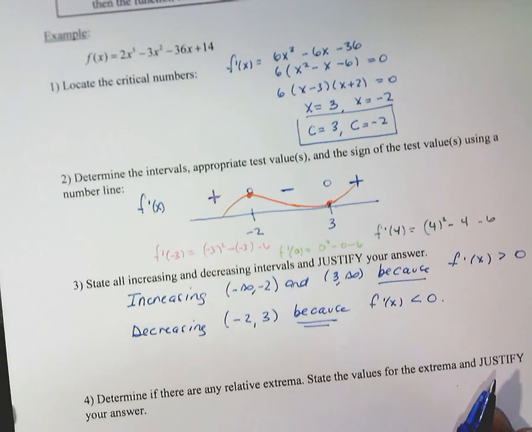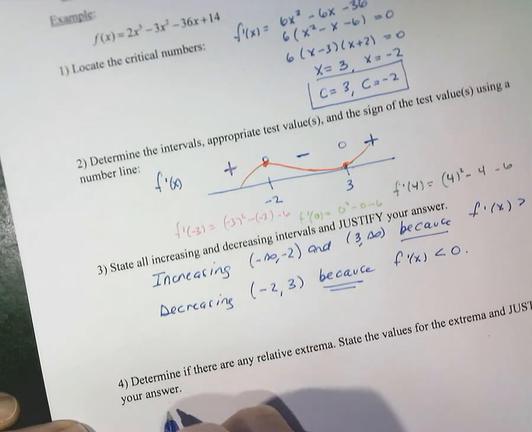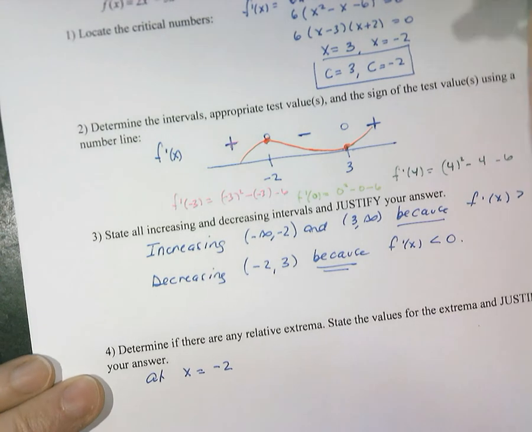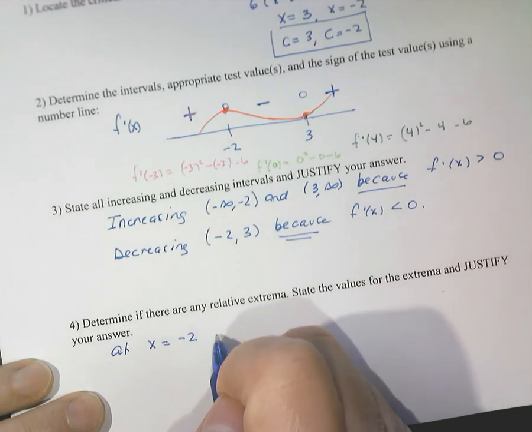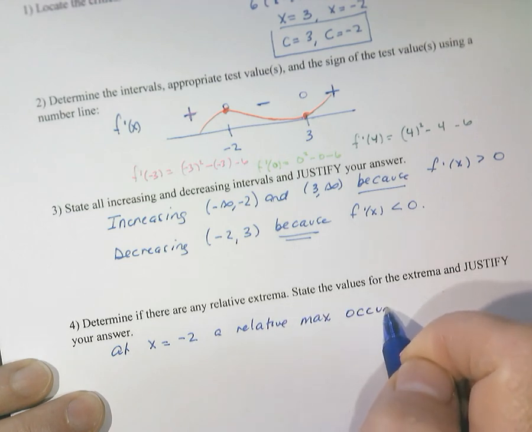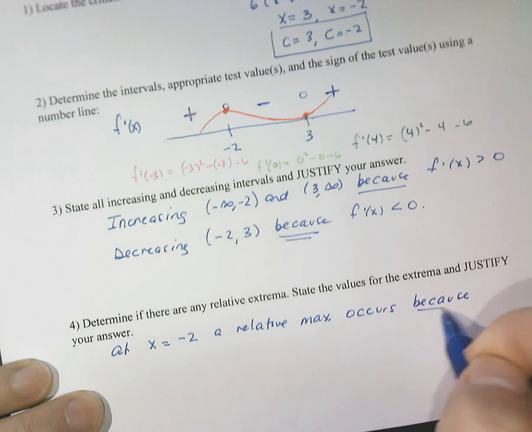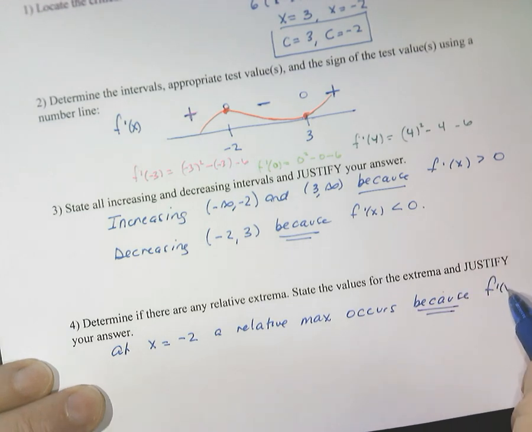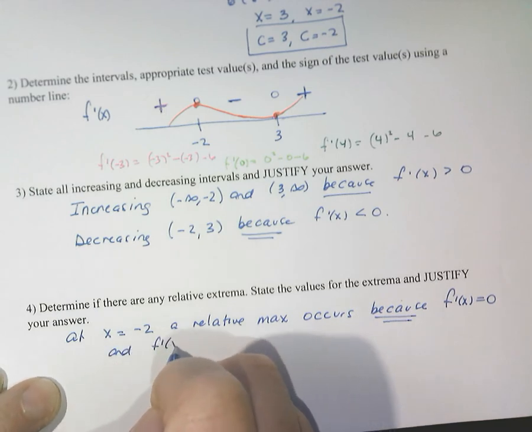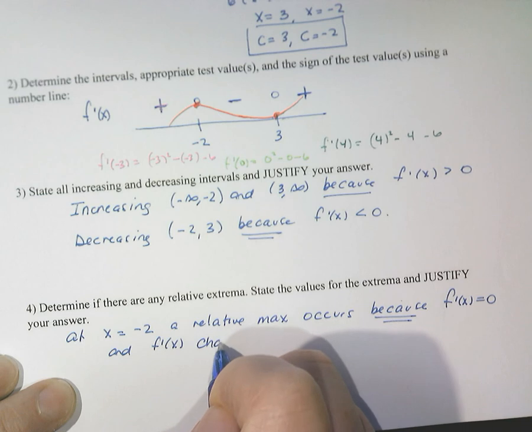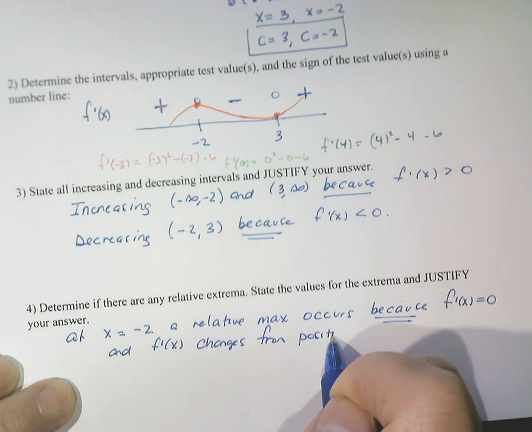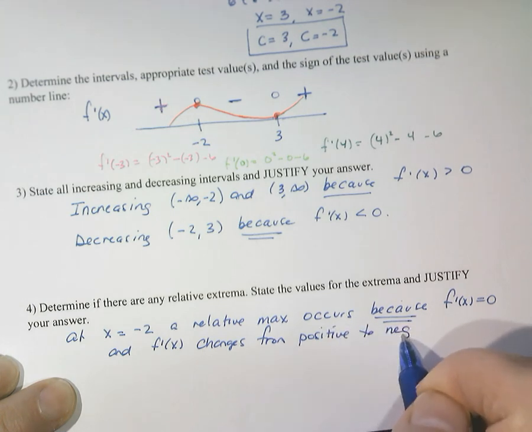So to get my extrema, I would say at x equals negative 2, a relative max occurs because, now here's that word "because" again, f prime of x equals 0, and f prime of x changes from positive to negative.